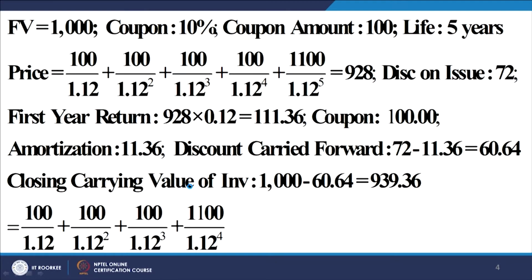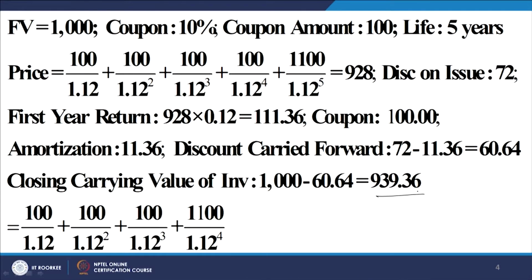We can also work out the carrying value by discounting the future cash flows from the bond at the end of the first year. After he receives the coupon at the end of the first year, the remaining cash flows would be the coupon payments at the end of the second year, third year, fourth year and fifth year, and the redemption of principal. If you discount all these cash flows at 12%, you again arrive at the same value, which is 939.36. So, this 939.36 constitutes the carrying value of the bond at the end of the first year. I repeat, at the end of the first year.